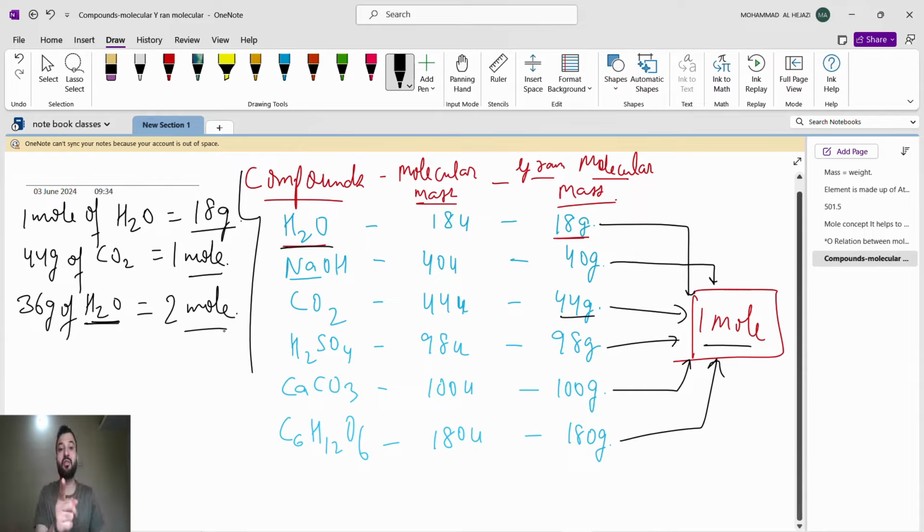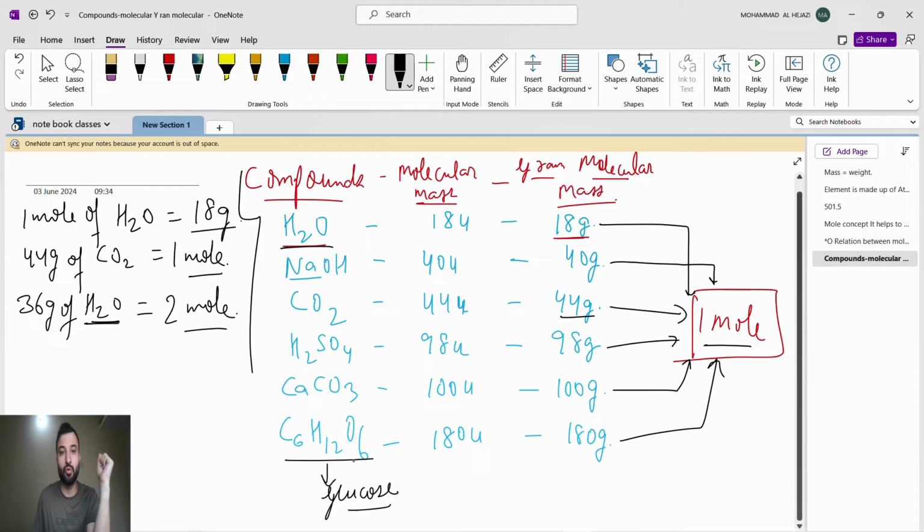Yes, very first thing is for a compound we will find the molecular mass. Whatever the molecular mass is, that is its 1 mole. Like the compound is glucose. This is glucose.